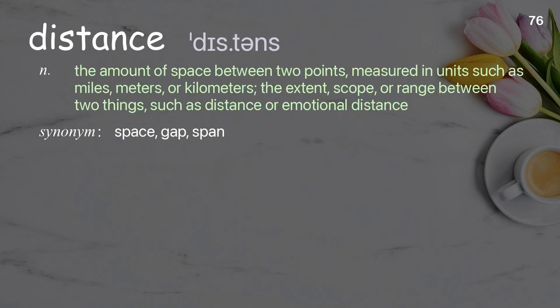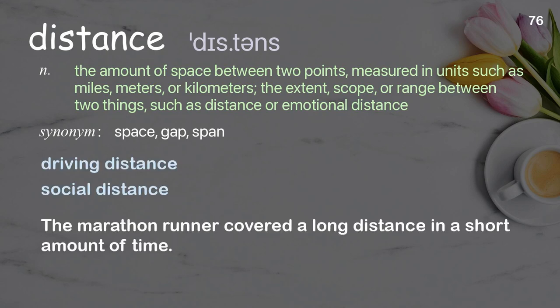Distance. The amount of space between 2 points, measured in units such as miles, meters, or kilometers; the extent, scope, or range between 2 things, such as distance or emotional distance. Examples. Driving distance. Social distance. The marathon runner covered a long distance in a short amount of time.